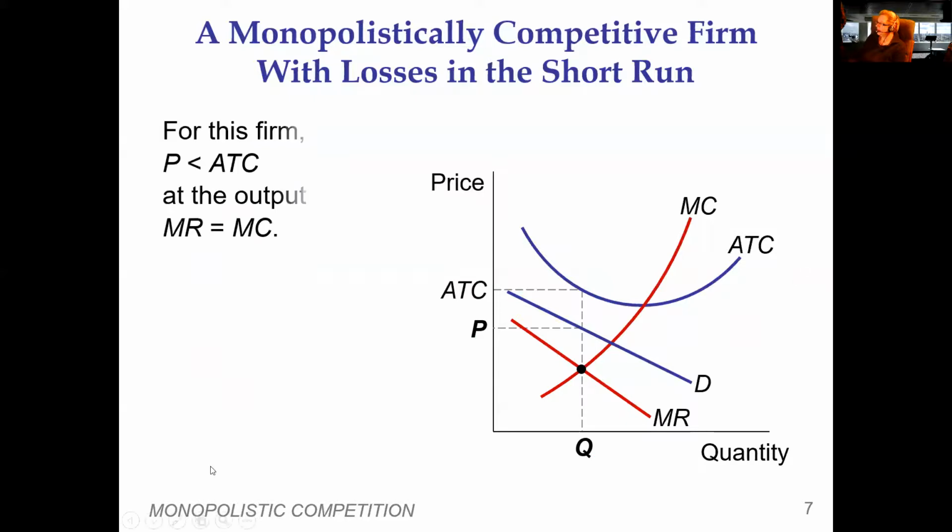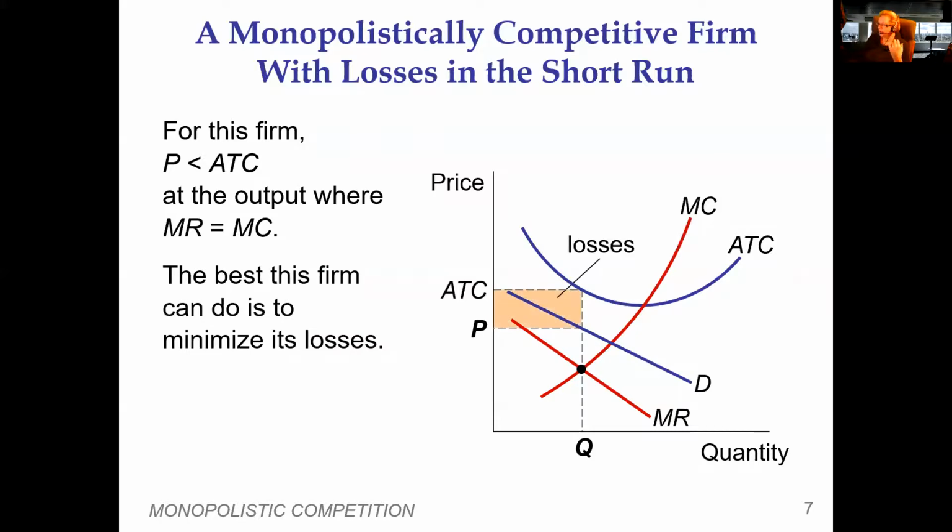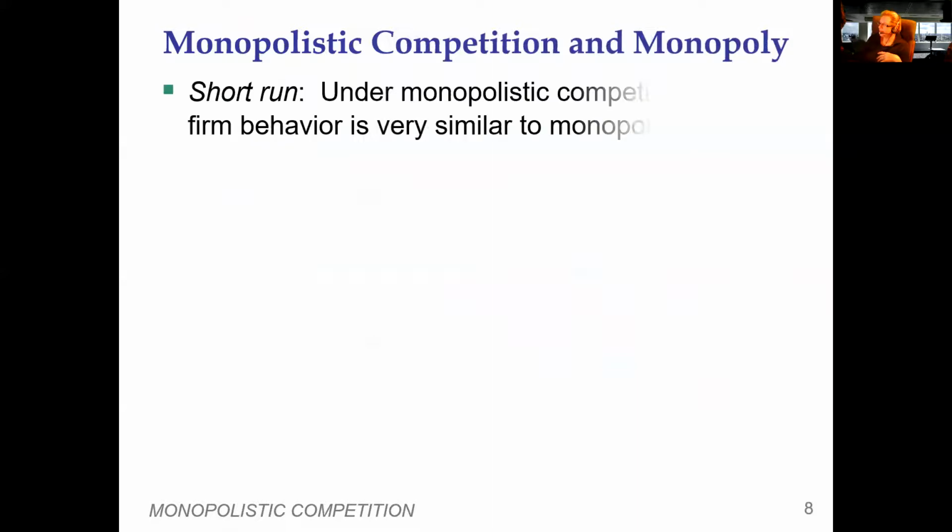Love it. Okay, so if average total cost is greater than price, then we're going to go ahead and produce and do our best to minimize losses. And I just kind of talked through that. Okay, so in the short run, it's similar to a monopoly because we have that differentiation.